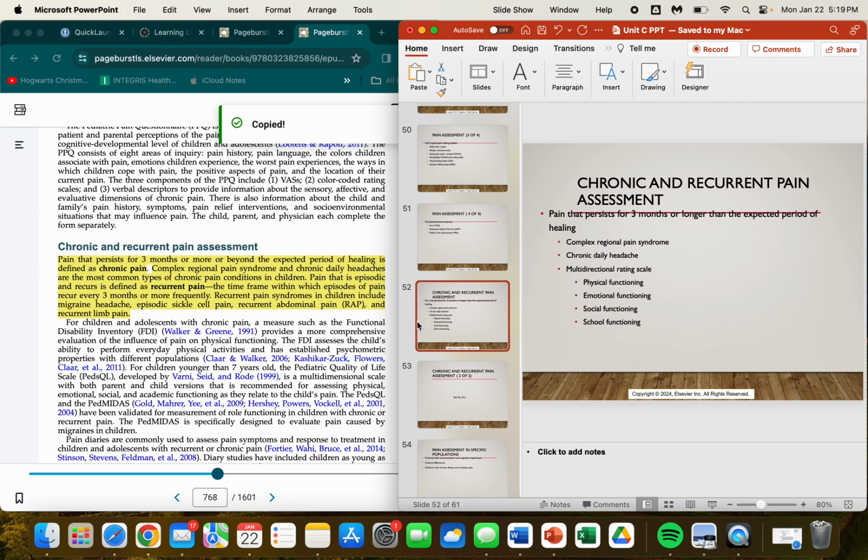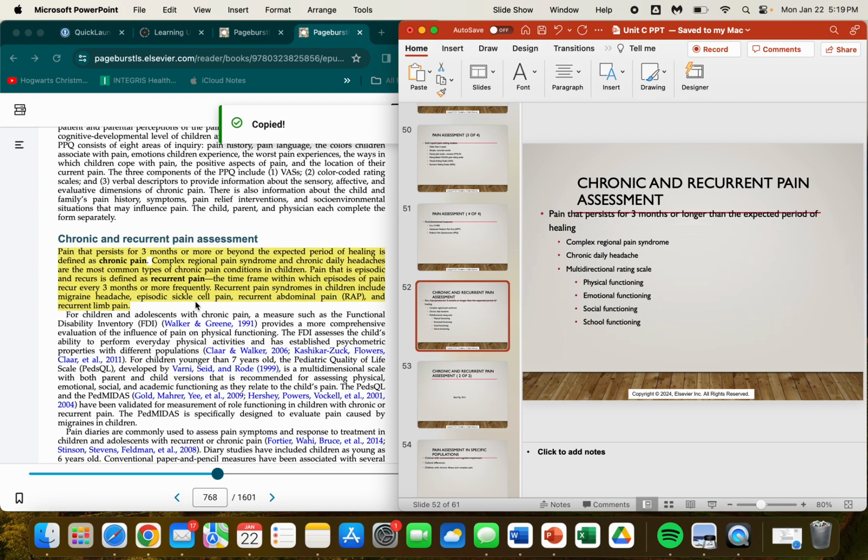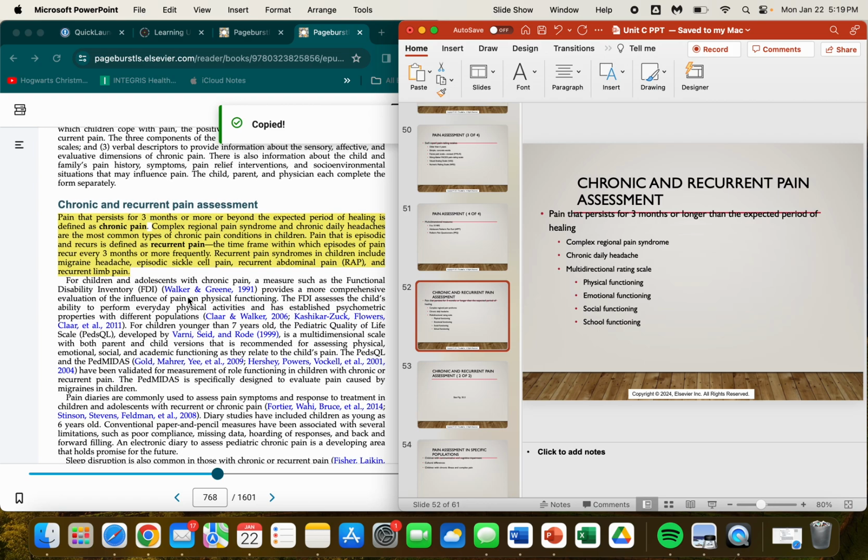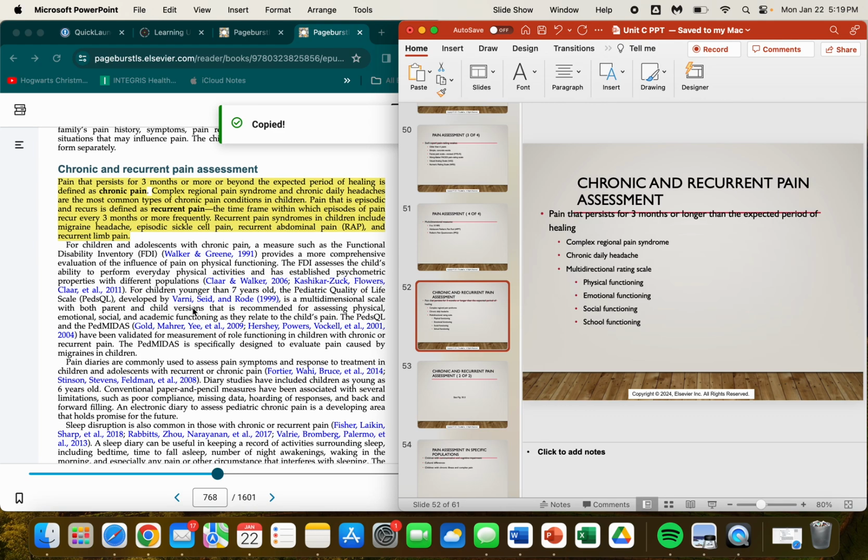Let's talk a little about chronic and recurring pain assessment. Pain that persists for 3 or more months or beyond the expected period of healing is defined as chronic pain. Complex regional pain syndrome and chronic daily headaches are the most common types of chronic pain in kids. Pain that is episodic and recurs is defined as recurrent pain, with episodes recurring every 3 months or more frequently. The recurrent pain syndromes in kids include migraine headache, sickle cell, recurrent abdominal pain, and recurrent limb pain. So that's a little excerpt on chronic and recurring pain.